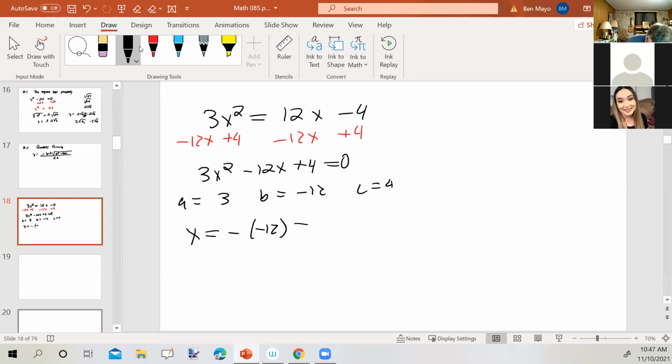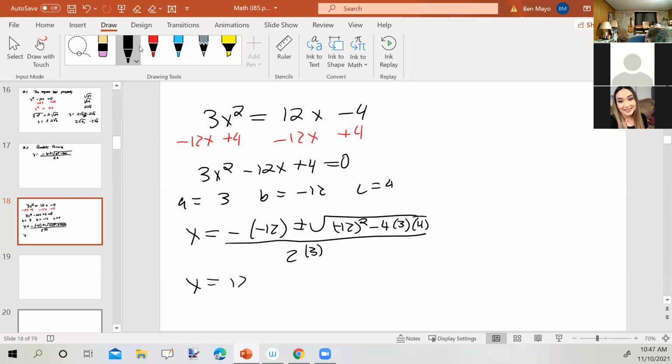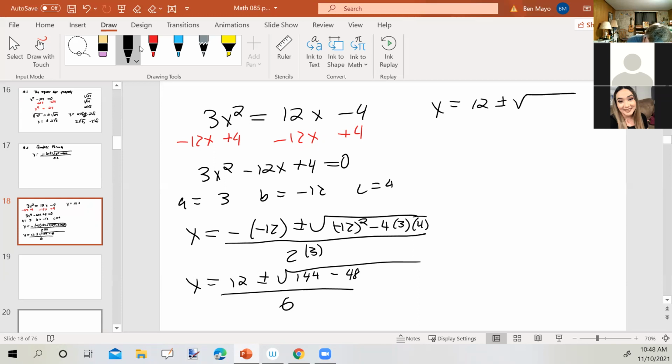Negative B plus or minus the square root of B squared minus 4AC all over 2A. X is 12 plus or minus the square root of 144 minus, let's see, that's 48 all over 6. X is 12 plus or minus the square root of 96 all over 6.